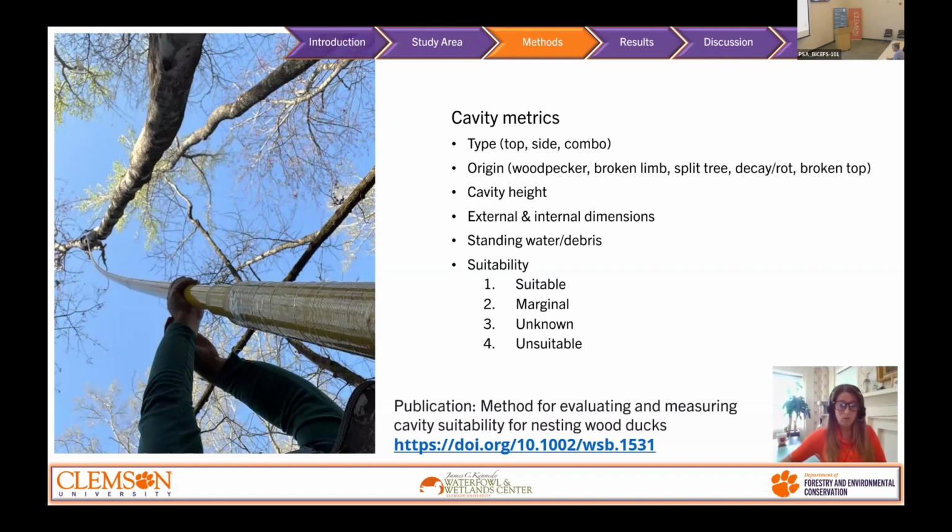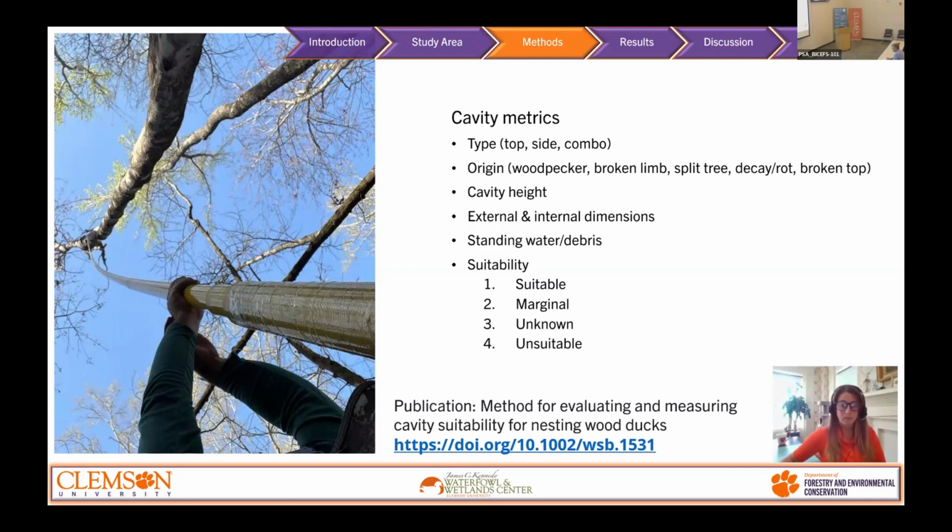Marginal, if one or more measurements couldn't be taken accurately, but they did clearly meet criteria. The couple that I noticed with the marginal, the cavity angle was just too great, so I couldn't get my internal measurements accurately, but I could tell that they met them. Unknown cavities were the ones I was unable to access, and the cavity was deemed unsuitable if one or more criteria were not met.